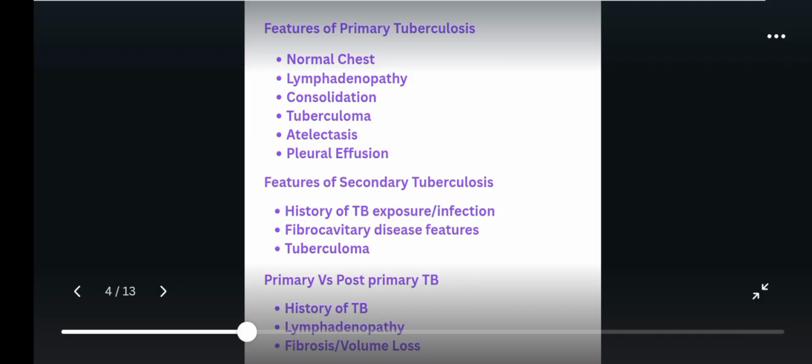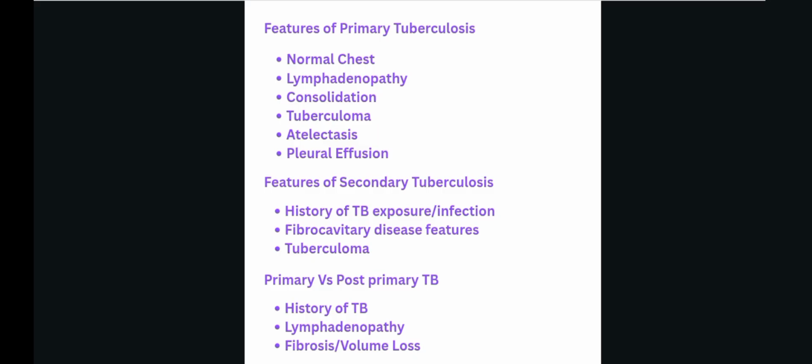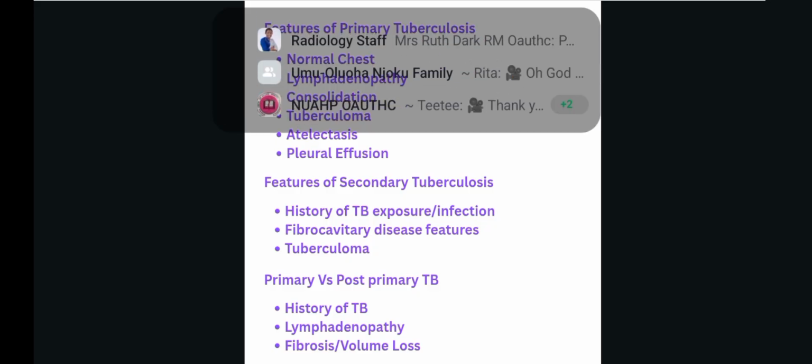Now we'll look at the difference between primary and post-primary TB. The first difference is history of TB. That is why we normally tell patients to come with previous films so that we can check whether the patient has had TB in the past, to help in making the diagnosis at present. If there is a history, you now know it's post-primary. But if there has never been sign or exposure to TB, then it has to be primary TB.